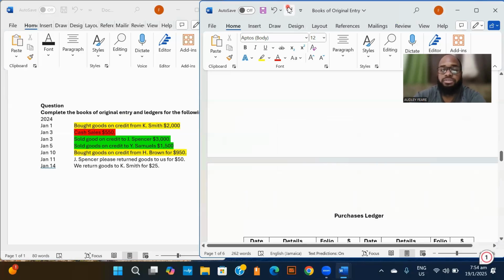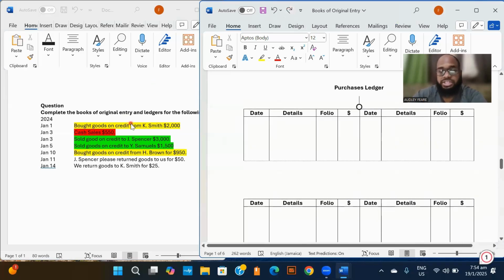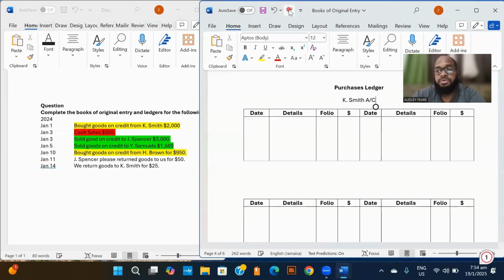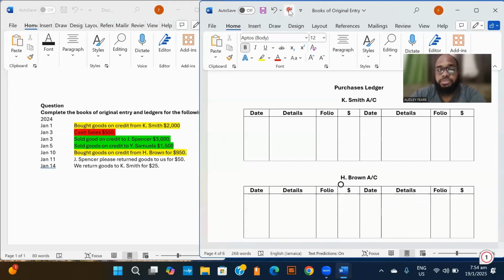All right, so now we're going to move on to the purchases ledger. The purchases ledger would have all the accounts of our creditors. Remember, creditors are people we buy goods on credit from. And of course, we owe them money. So therefore, they are liabilities to us. The double entry rule states that when liabilities increase, you're going to credit. So let's go. The first account would be K. Smith. And the second account that we draw up would be that for H. Brown. All right. So we're going to credit the accounts because they are liabilities, they are creditors.